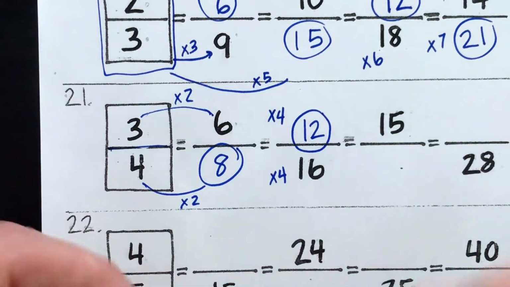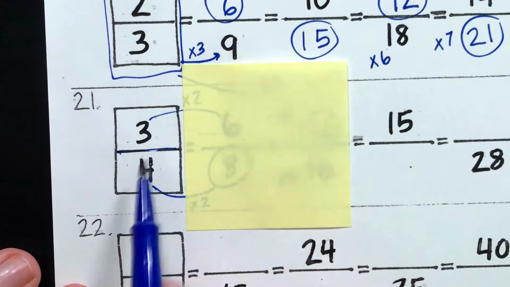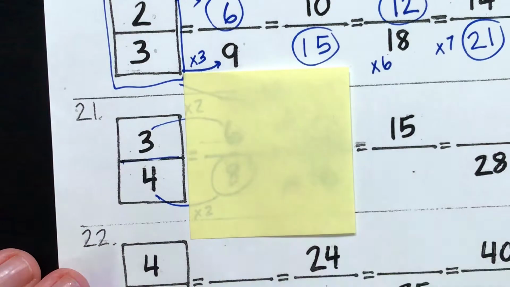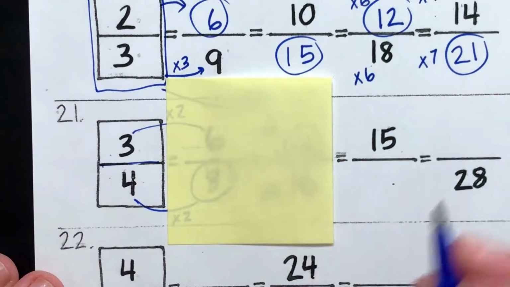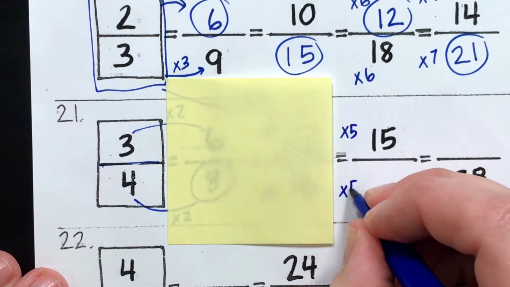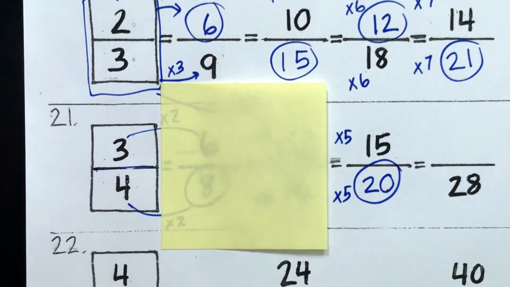Okay. So now let's cover up everything we've done so far. And now we're back to just working with 3/4 and 15 over blank. What's the connection between 3 and 15? Multiply by 5. So we have to do the same thing on the bottom. 4 times 5, 20. All right.